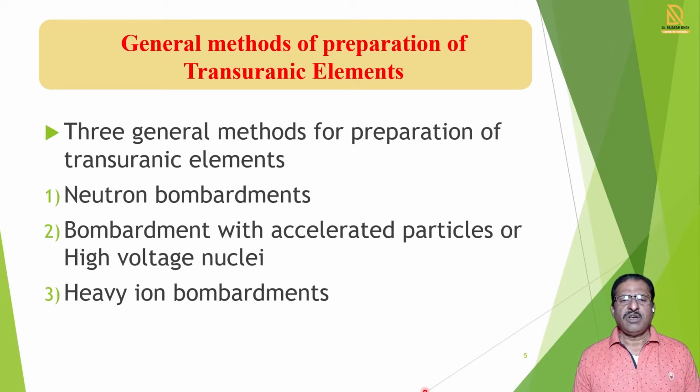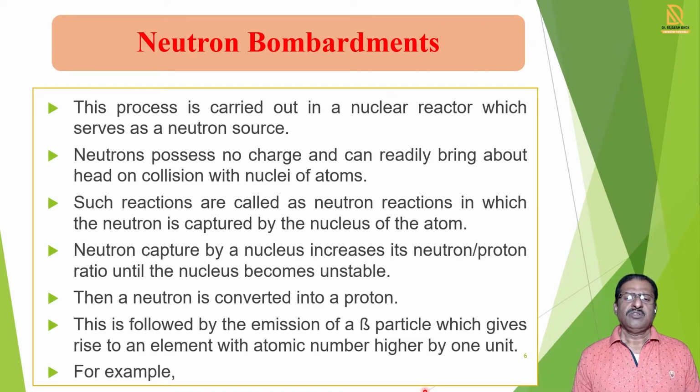We see all three methods with suitable examples one by one. In this lecture we see neutron bombardment, and the other methods we see in the next lecture. So we see the neutron bombardment method first. This process is carried out in a nuclear reactor, which serves as a neutron source. In that, mainly the natural material, uranium, is taken, and that uranium is bombarded by neutrons.